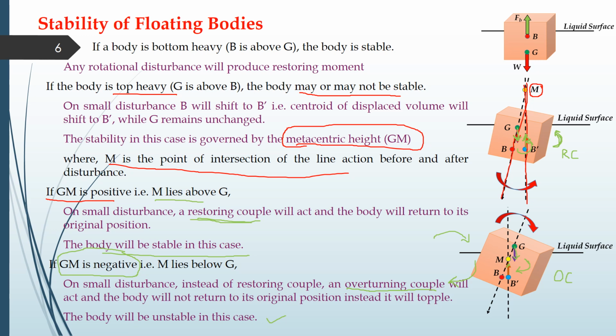So in the case of floating bodies, we have two cases. One is when B is above G, the body will remain stable. There is another case when G is above B. In that case, the body may or may not be stable. The body will be stable only if M lies above G, which means GM, the metacentric height, is positive, and the body will be unstable when M lies below G, that is, GM is negative. So this is the case of stability for floating bodies.